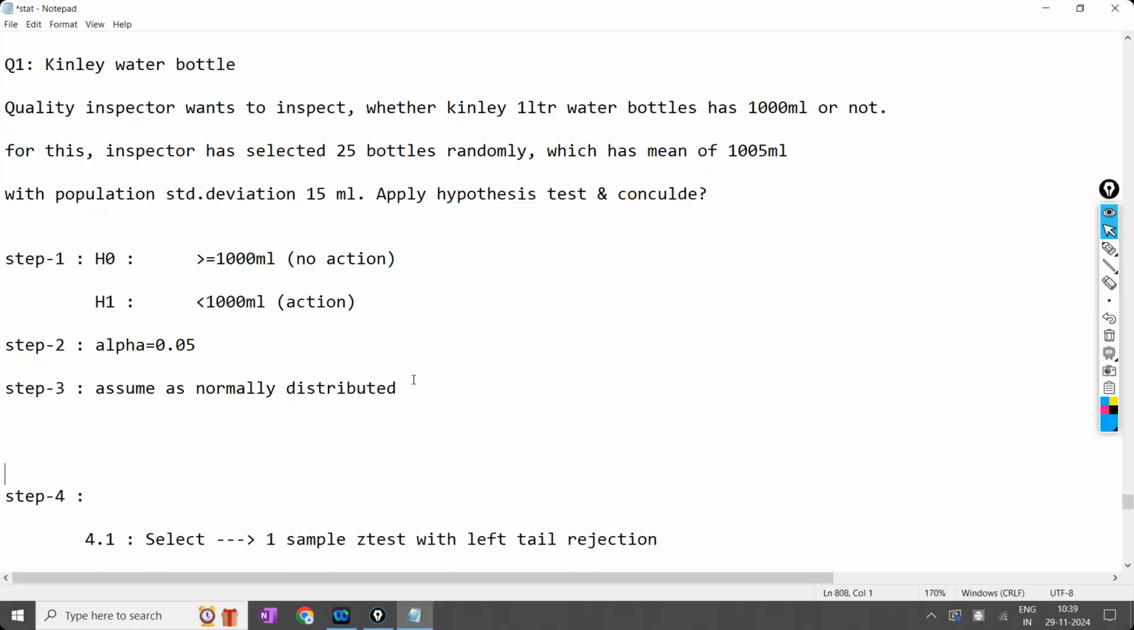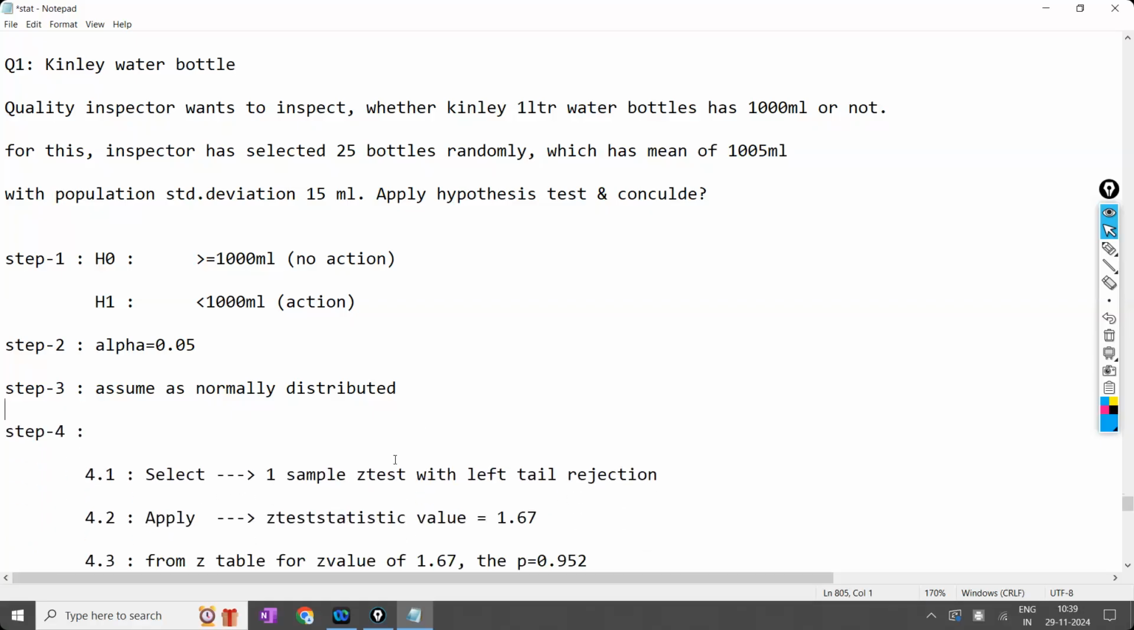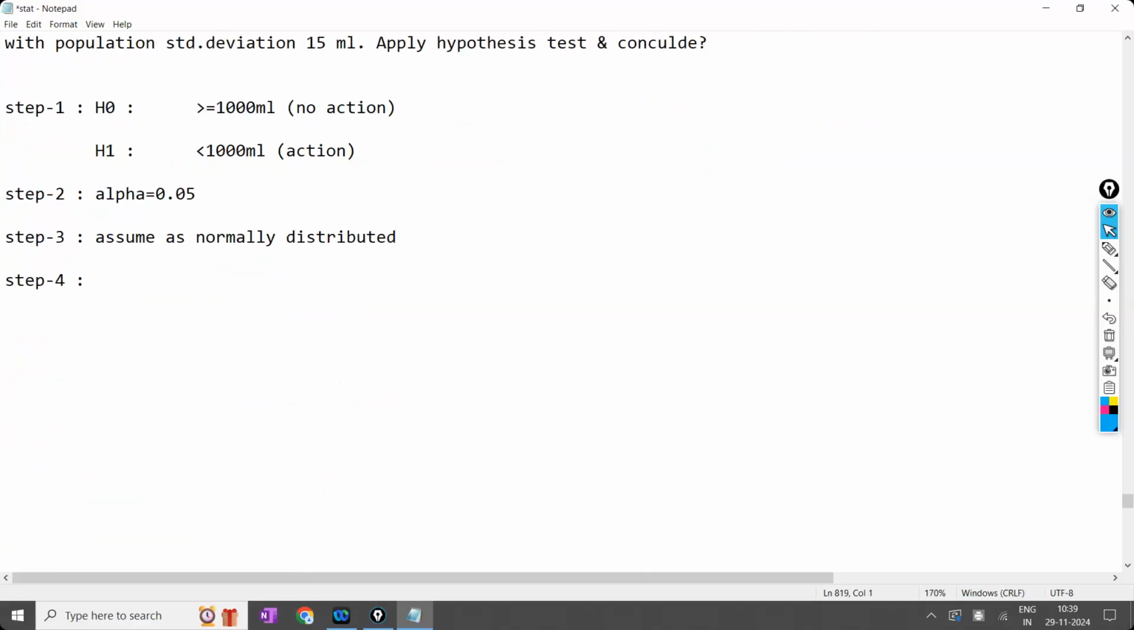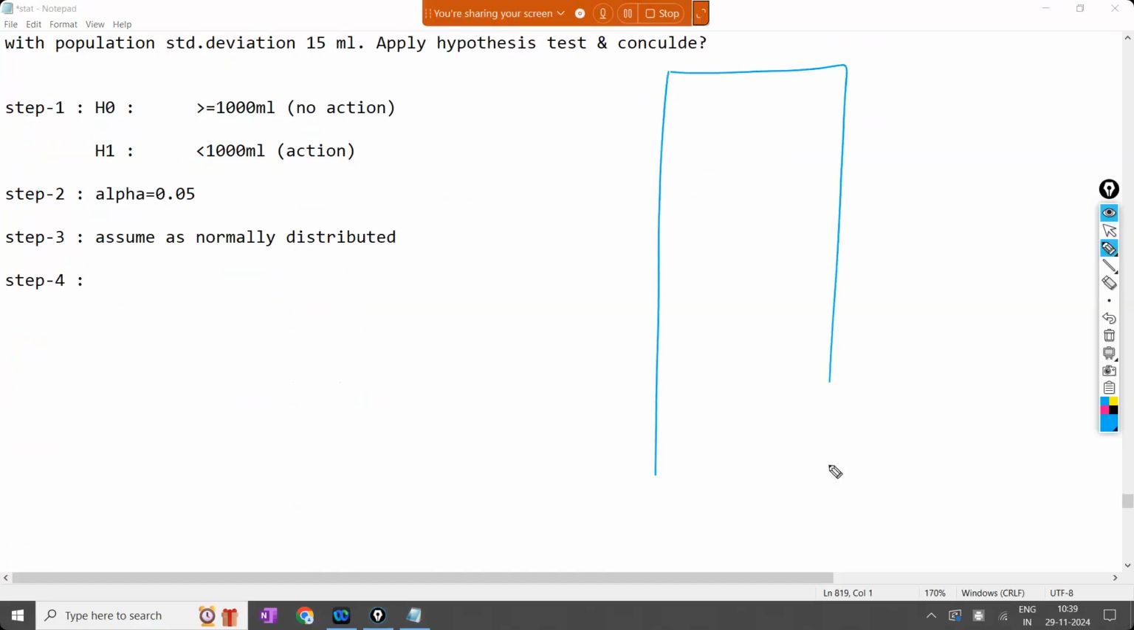In step 4, first you have to select the test. What are the different types of tests? In the notes you have written: one sample Z test, one sample T test, ANOVA test. Total 3 are there. Now first you have to tell me, in the given data set, are you having one column or more than one column?